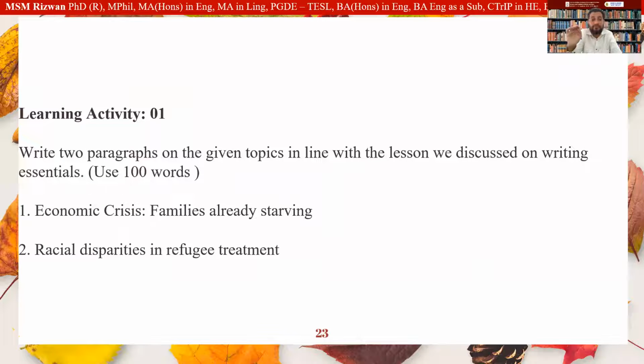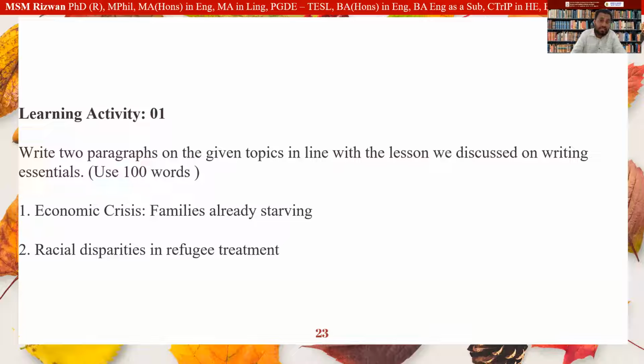Right? So far we have discussed the most important areas prescribed under writing essentials. So now, with the understanding of the lessons, you are given a learning activity. You are expected to write 2 paragraphs on the given topics, in line with the lesson we discussed on writing essentials. With the knowledge you have gained from this session, you are expected to write 2 paragraphs, only 2 paragraphs, right?